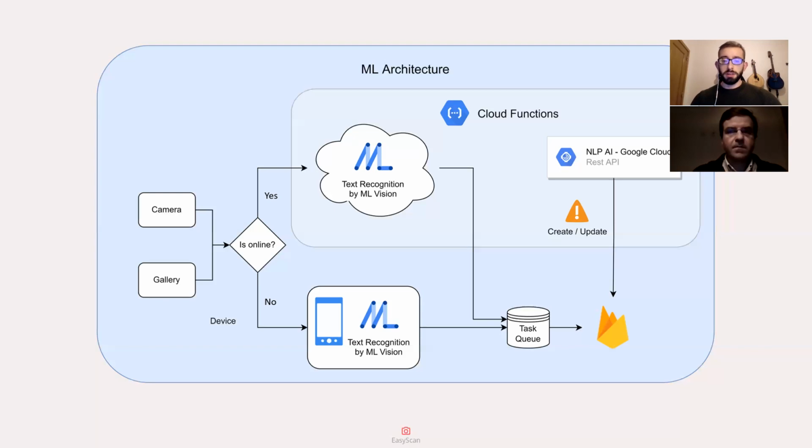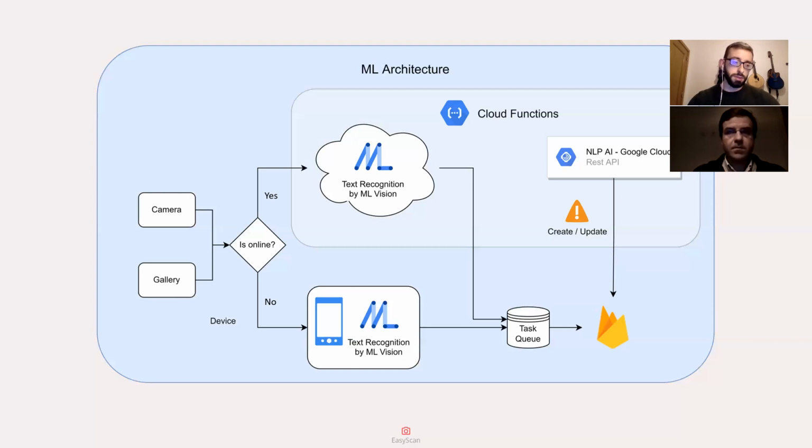When the user is offline, we use the text recognition model that is saved offline in the application itself. It is not as powerful as the online model, because the online model is always updating with new data, so its predictions can be more reliable than the offline model. That's why we use the online model as often as we can.